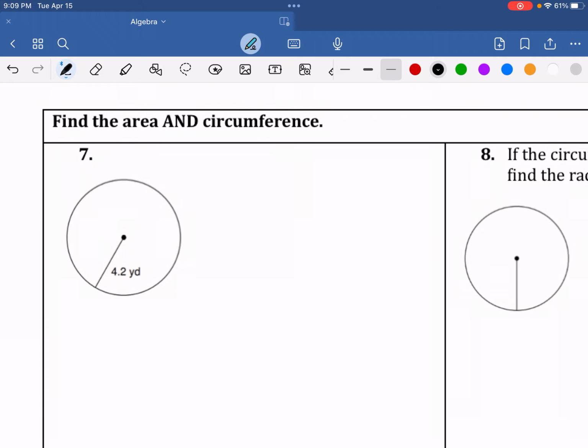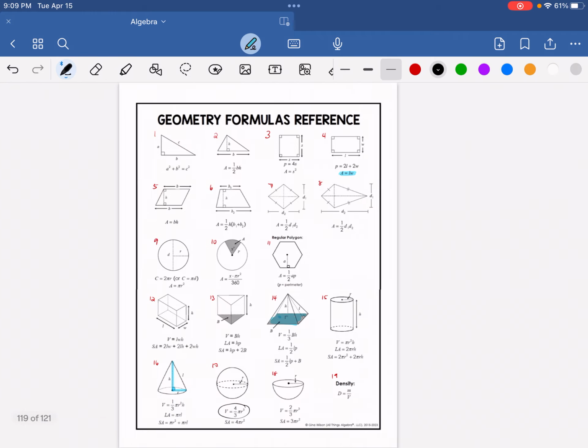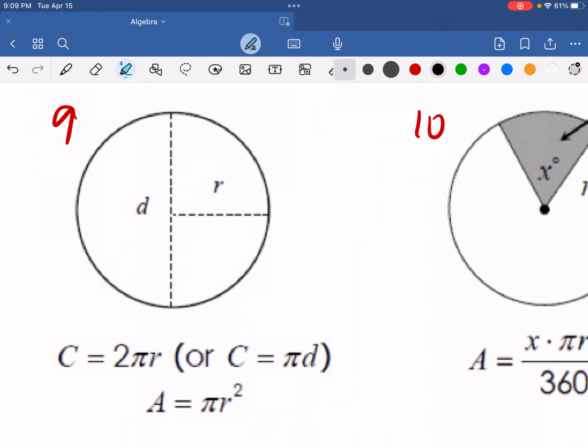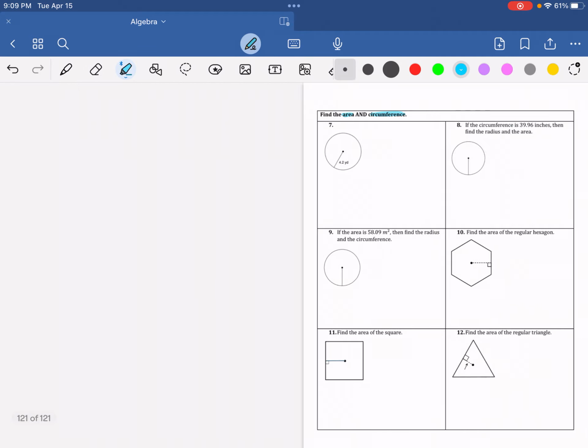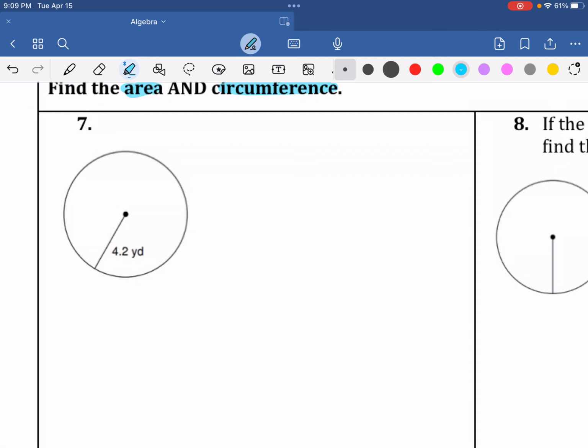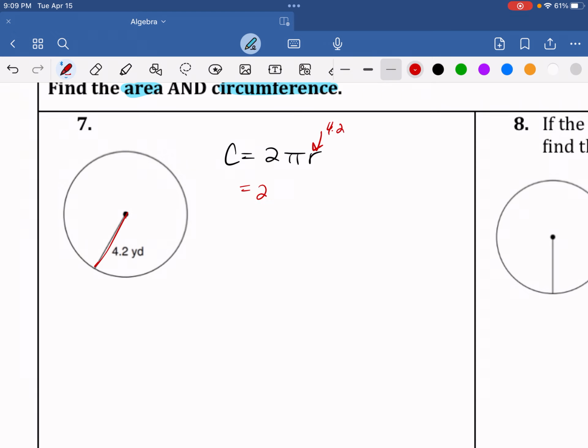Alright, for the back, you are finding the area and the circumference. So we should be looking at this part. We are finding the circumference, which is 2 pi r, and the area, pi r squared. Circumference, 2 pi r. We know the radius is 4.2, so you're just going to put 4.2 right there. So it's 2 times pi times 4.2.